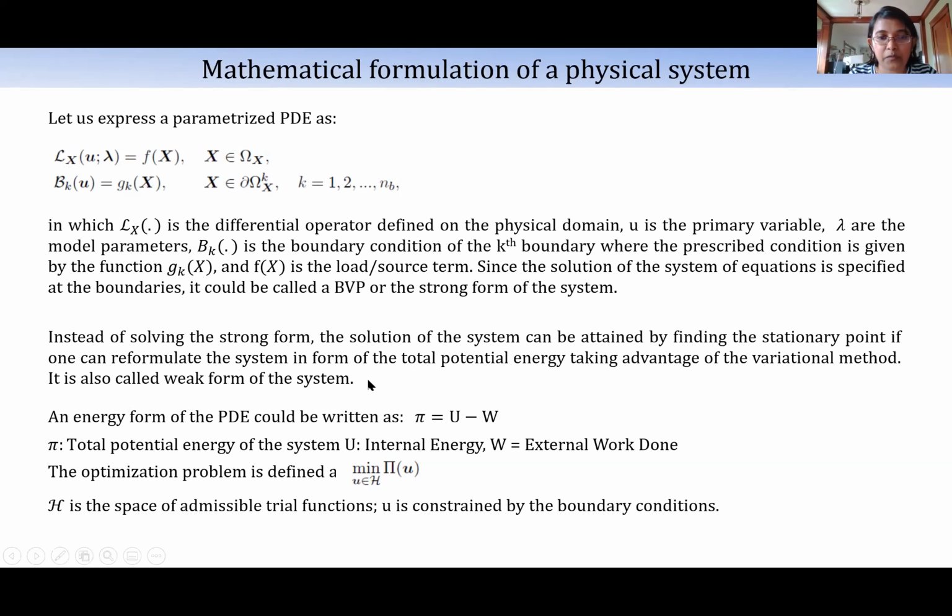So that is the weak form. In the strong form, the total energy of the system is defined as the difference between the internal energy and the external work done. The external work done comes from the applied load. The optimization problem is recast as: minimize the total potential energy, given that the primary variable lies in the space of admissible trial functions, and the primary variable u is constrained by the boundary conditions.